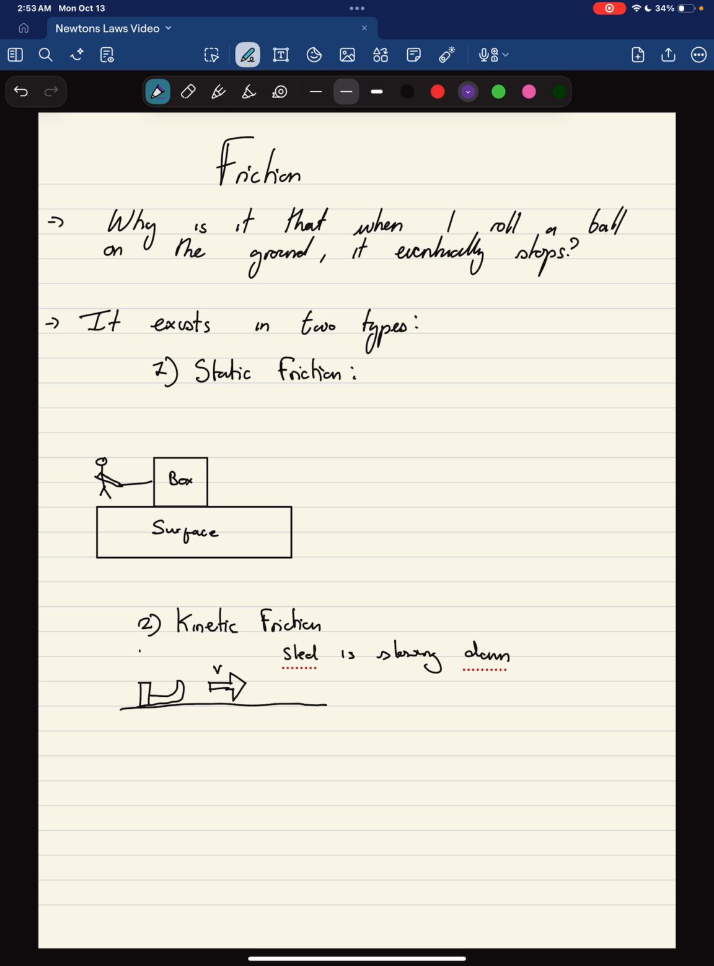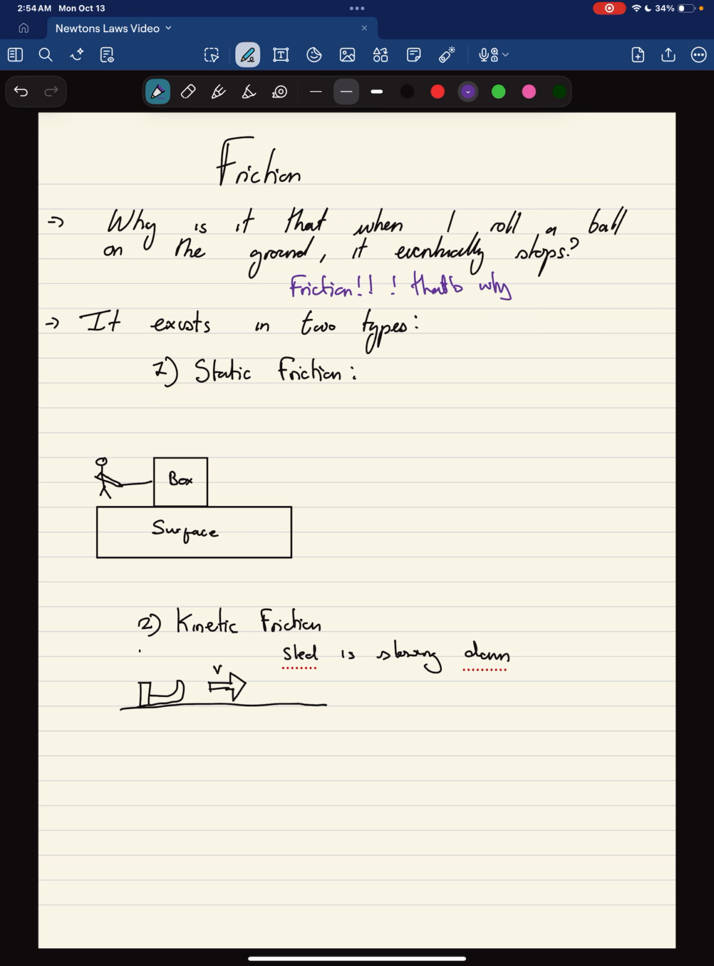Let's move on to another force: friction. Why is it that when I roll a ball on the ground, it eventually stops? Well, it's friction. That's why. And there are two types.